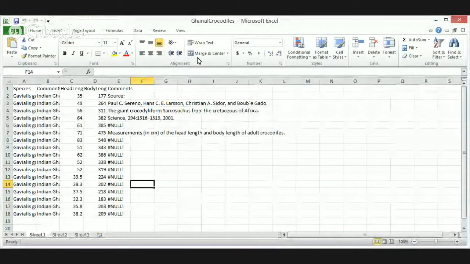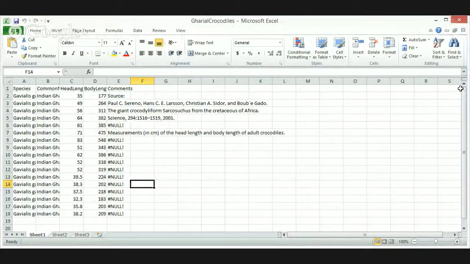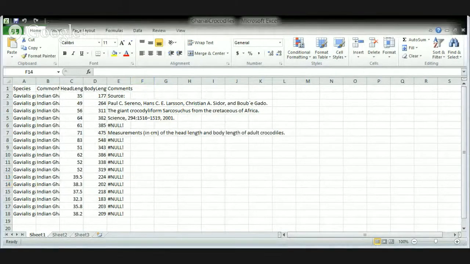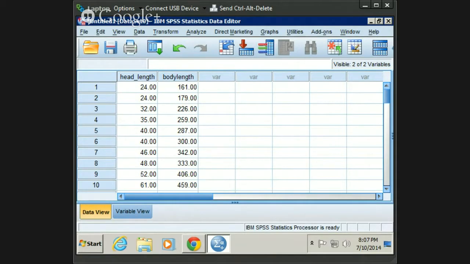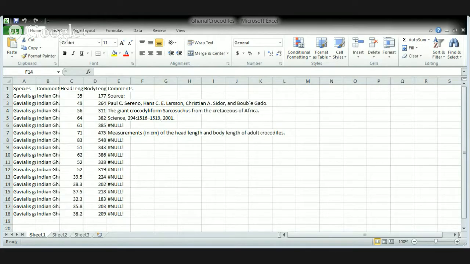Okay, so do you see the data I have right here? It just has head length and body length, and that's it. Weird, huh? Let's see. Well, at least we know that that would be it where there's 20 points.